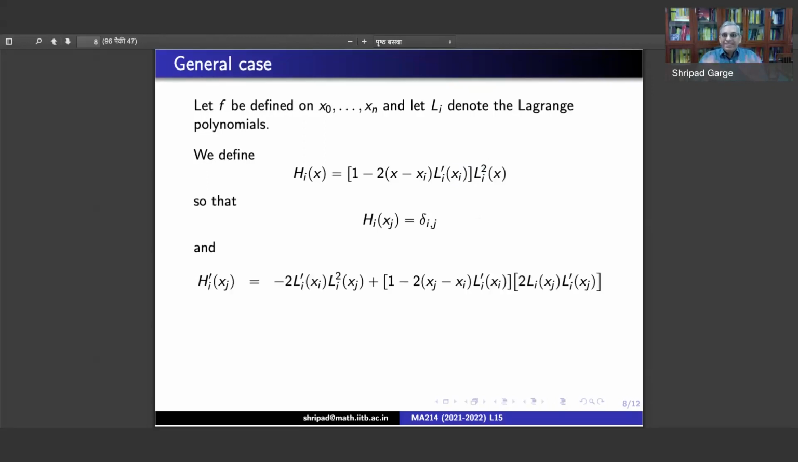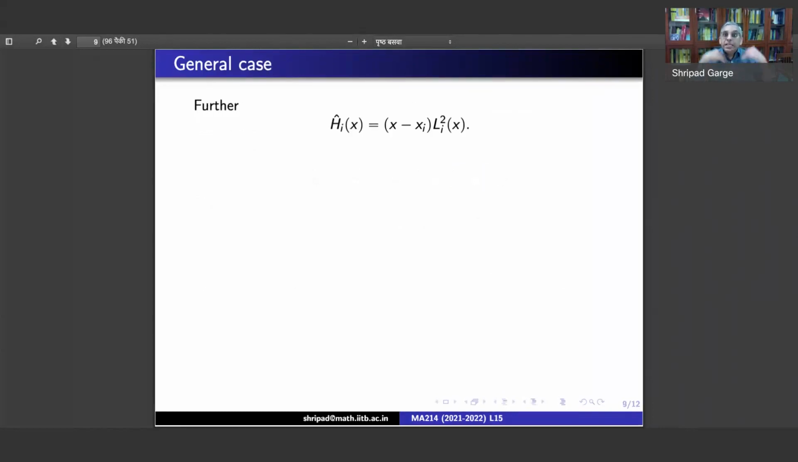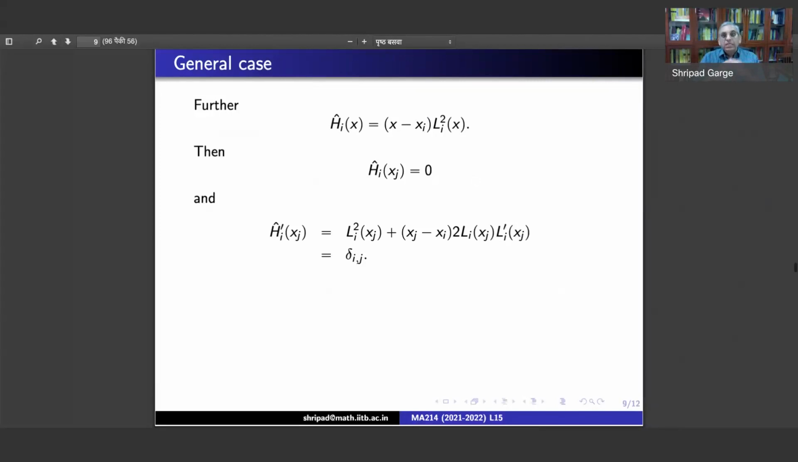Okay, so let's just compute these values. h_i of x_j is delta ij. That is clear by looking at the value of h_i, and similarly we could compute h_i prime at x_j just as we had done in our baby case and get that this answer is 0. Now h_i hat of x, which is simply x minus x_i times L_i squared, has degree equal to 2n plus 1. So we again have that h_i hat of x_j is 0 and h_i hat prime at x_j is going to be delta ij.